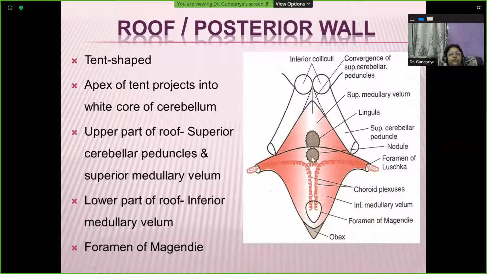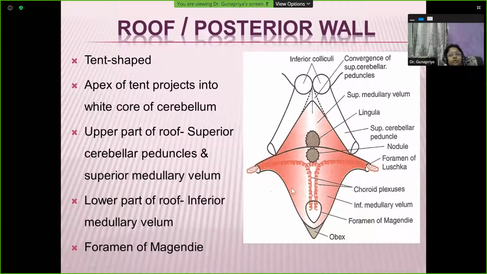The upper part of the roof is formed by the superior cerebellar peduncle and superior medullary velum. The lower part of the roof is formed by the inferior medullary velum. All these are just whitish fibers which are forming the tent-like posterior wall or roof of the fourth ventricle. They don't have any exact functional value, is velum or vela.